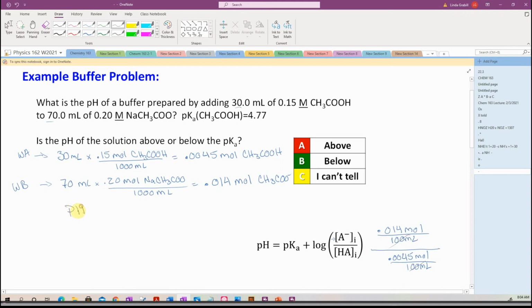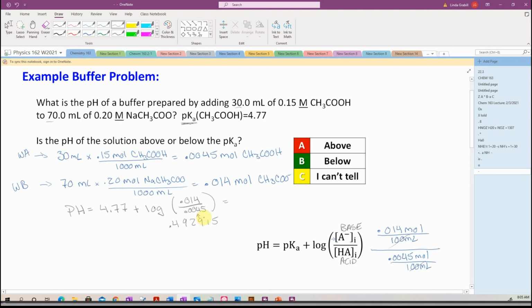So what's our pH then? Our pH is our pKa. I've been given the pKa, so I don't need to convert my pH or my Ka to a pKa. It's going to be 4.77 plus the log of my two concentrations. I have my weak base over acid. Weak base is 0.014 divided by 0.0045. And this gives me 0.492915 is what this calculation comes out to.